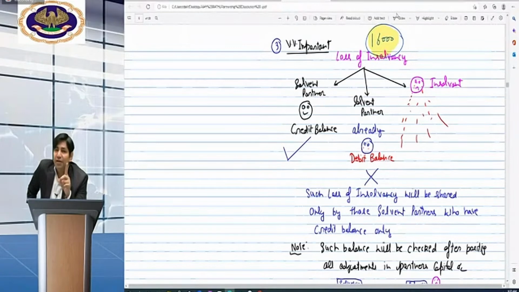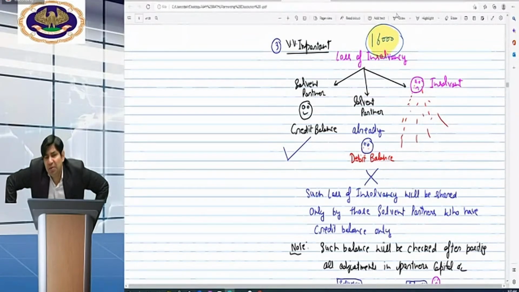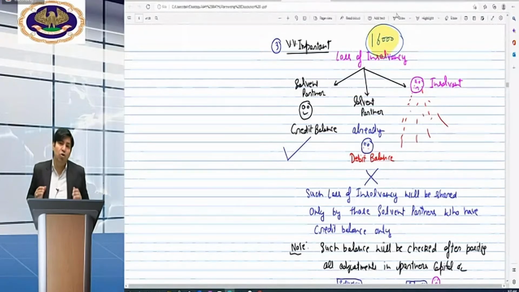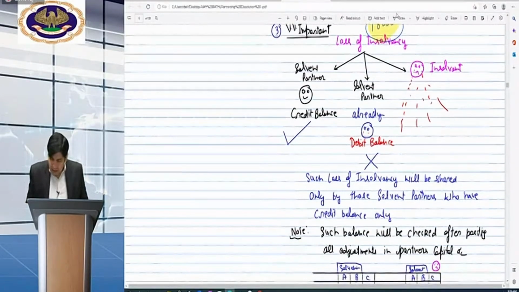If capital is fixed, then in that ratio. Otherwise, if fluctuating, you have to ignore all the things coming from realization first, to calculate the ratio of capitals just before the dissolution. But this is the final conclusion of today's class. I want to discuss only one thing.